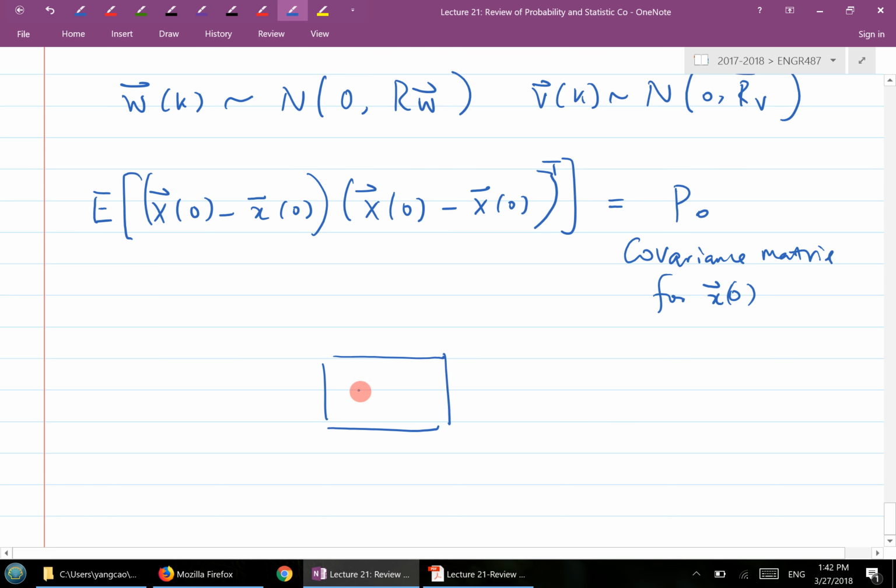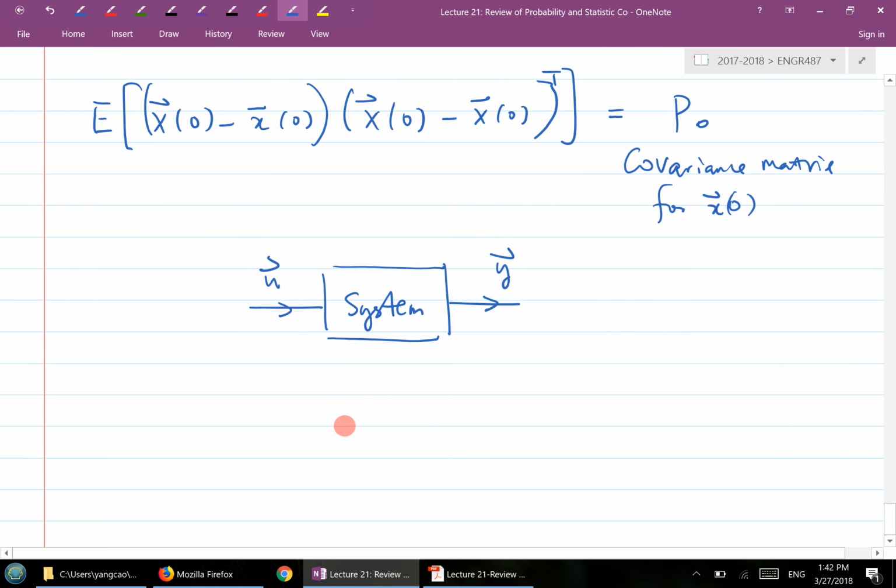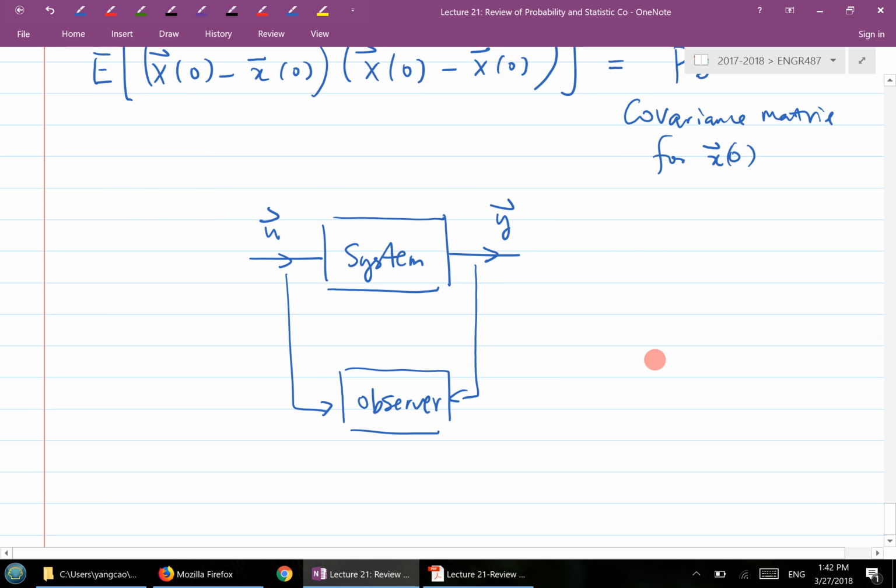It's an observer. Here's your system, but bearing in mind, right now the system is a bit different, right? The system has noise in it. So just like regular observer design, we have our outputs and we have the input to the system, then we're going to design an observer here. The observer takes both the input and output and spits out the estimated state vector x hat.